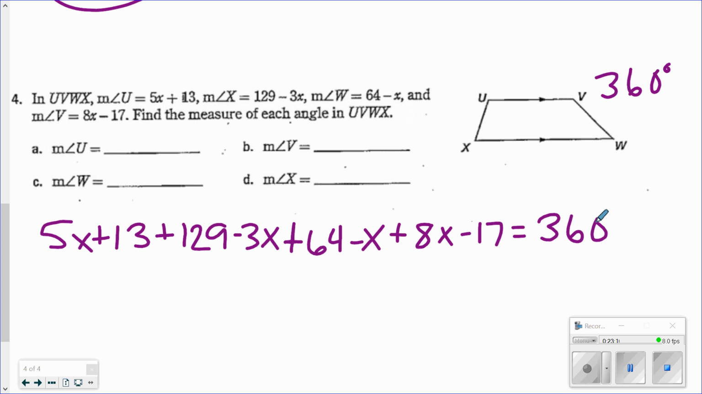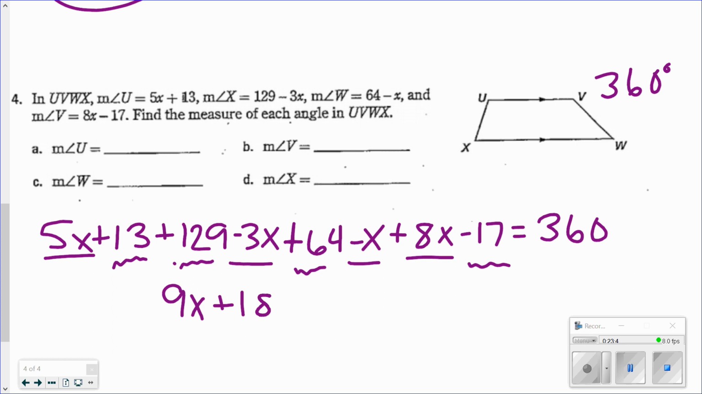So let's combine your like terms. Here's an x, here's an x, here's an x, and here's an x. So 5x minus 3x minus 1x plus 8x is going to give us 9x. Now I need to do 13 plus 129 plus 64 minus 17. When I add those up, I get 189. So 9x plus 189 is equal to 360. And you solve for x, we end up getting that x is equal to 19.